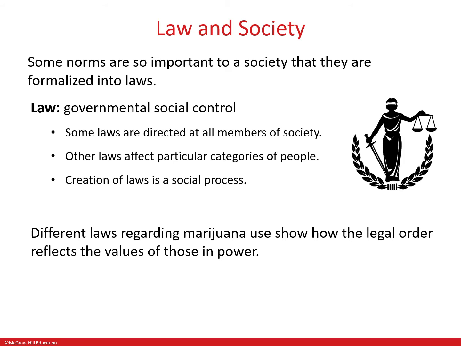Now, some norms are so important that laws are written about them. And so the next thing we're going to talk about are law and society. Law is defined as governmental social control. Some laws are directed at all members of society, like the one that says it's not okay to murder someone, or abuse children, or steal.